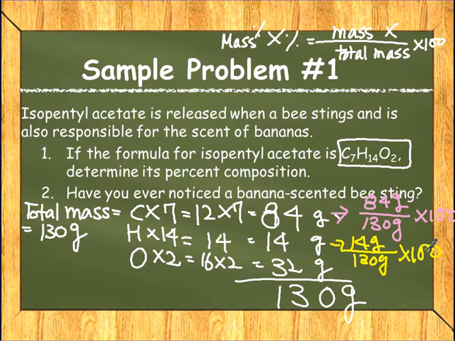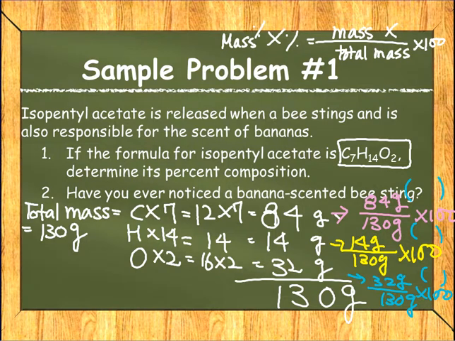Now, Julian, how do I do oxygen? You take 32 over 130 times 100. Yep, that's exactly right. And then, whatever numbers I get for this one, this one, and this one, we say that's the percent composition of carbon, hydrogen, and oxygen in this molecule. Does that make sense? Okay.